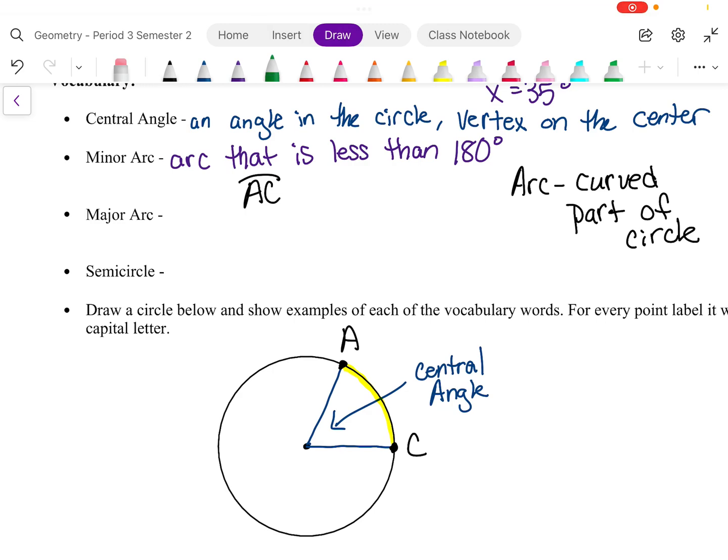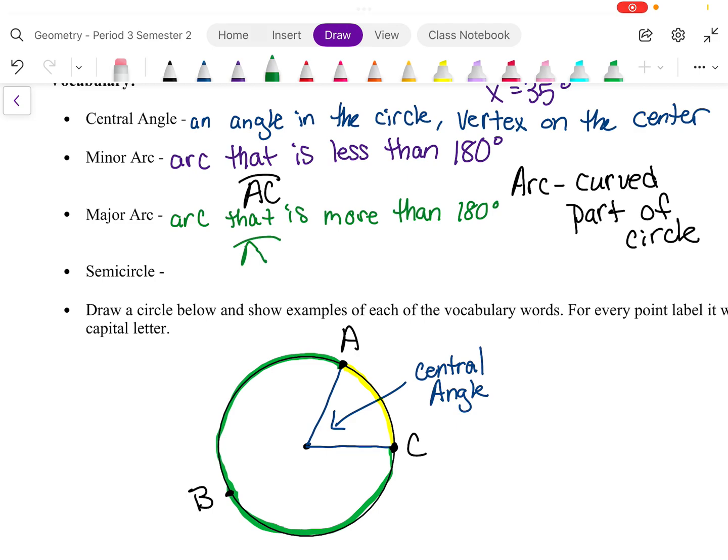Then our next vocabulary word is a major arc, and this is going to be an arc that is more than 180 degrees. So this one, when we label it though, we do need 3 points. So an example of a major arc would be going this direction. And we would label it with 3 points so we know which way we're going. So this one would be labeled with arc A, B, C.